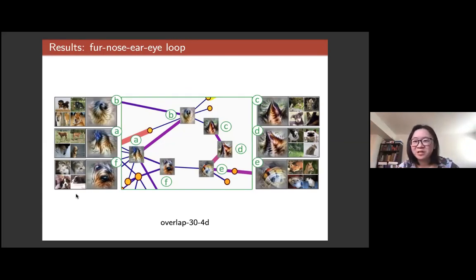So this is really an interesting aspect of the loopy structure. What the neural network is doing, based on our interpretation, is that it's going to try to recognize certain animals, but it's going to have different parts of animals be recognized over this loop.